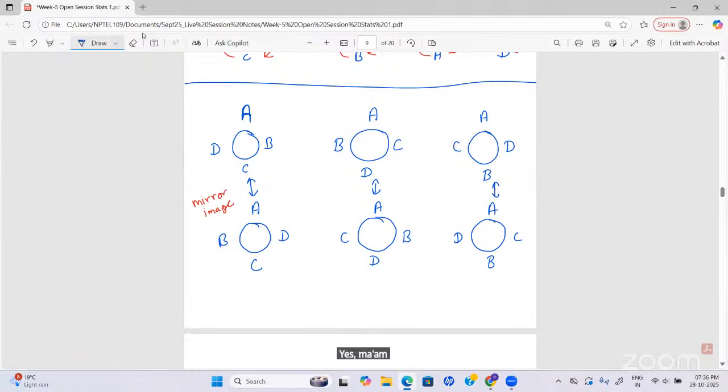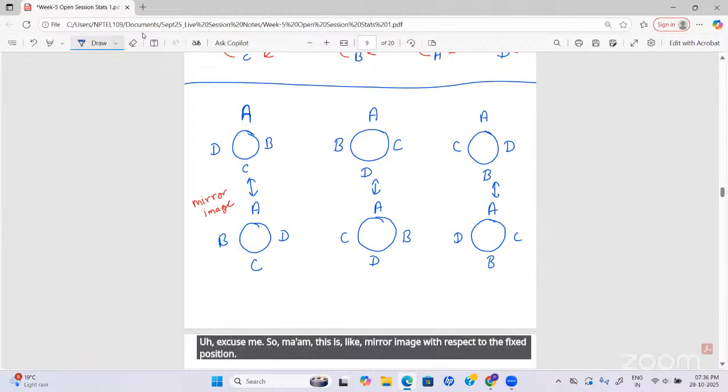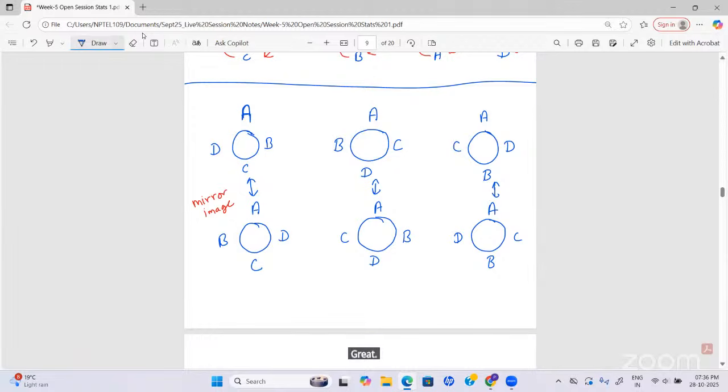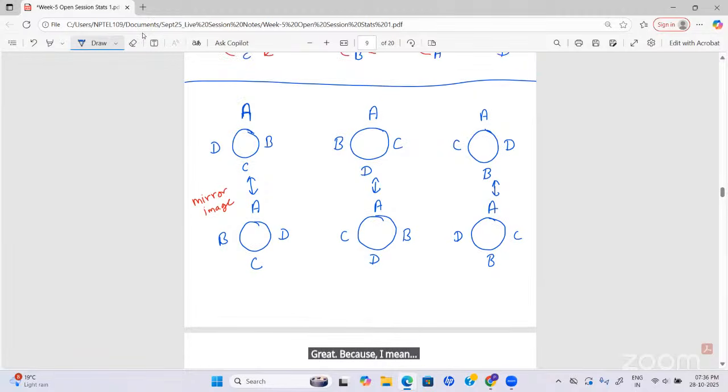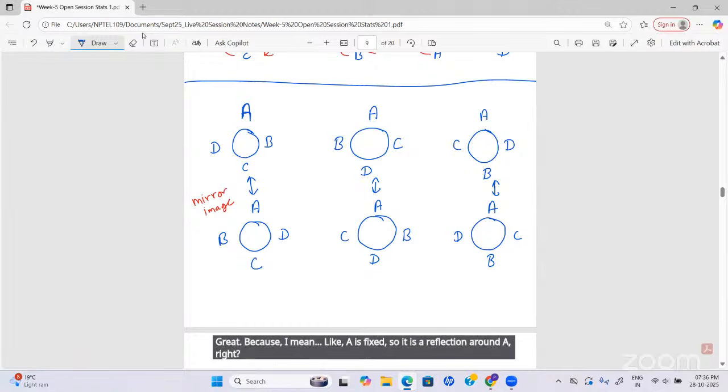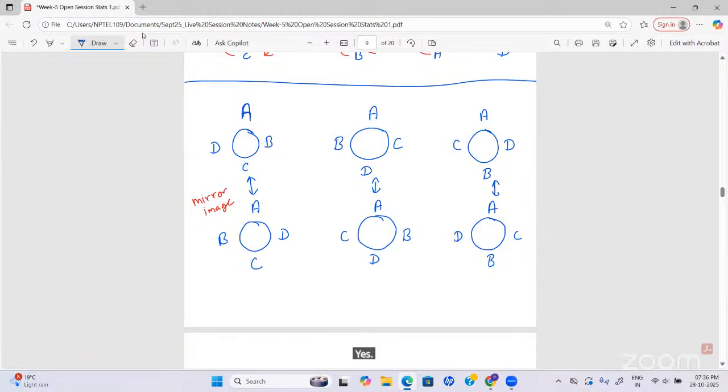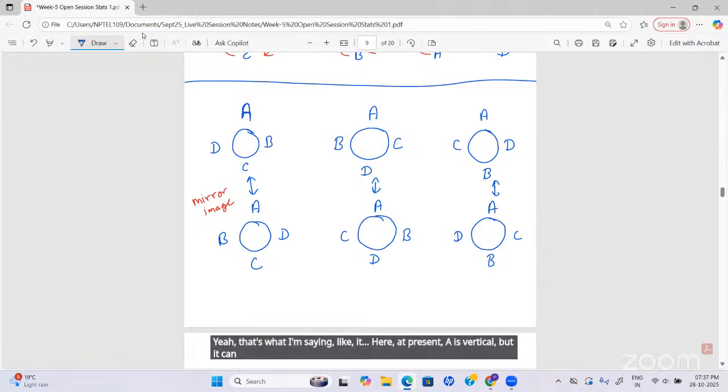This is like mirror image with respect to the fixed position, right? Yes, because A is fixed, so it is a reflection around A. Axis of symmetry, so that's vertical symmetry, I think. Yeah, that's what I'm saying. At present A is vertical, but it can be horizontal also. It actually is based on the position which is fixed.